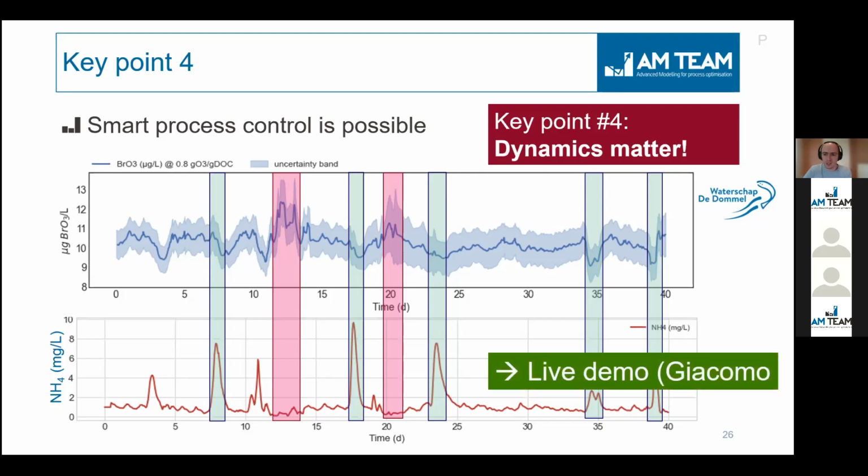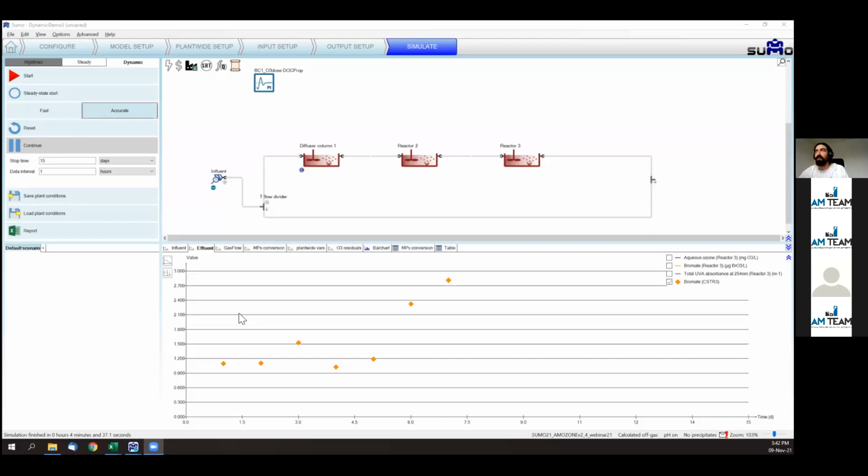We will go to Italy again for a demo. So Giacomo will show you some more of this. Yes, welcome back. Let's directly go to my screen and have a look at this data.